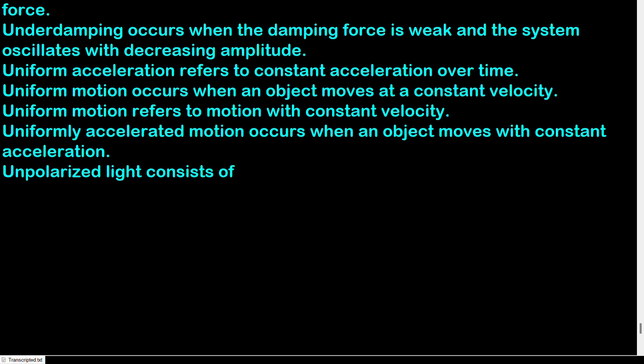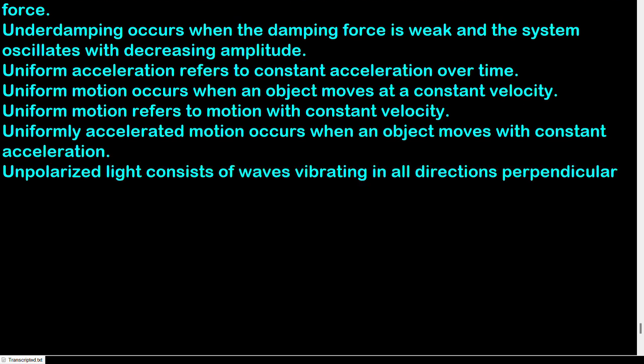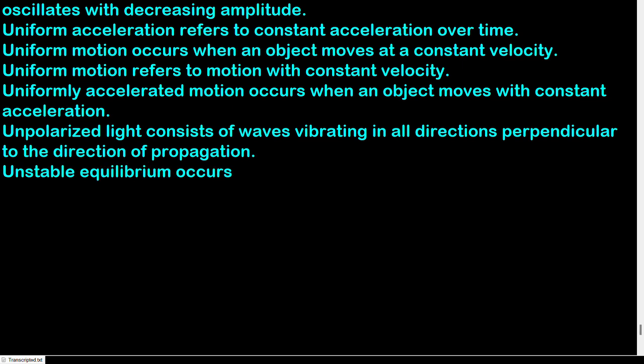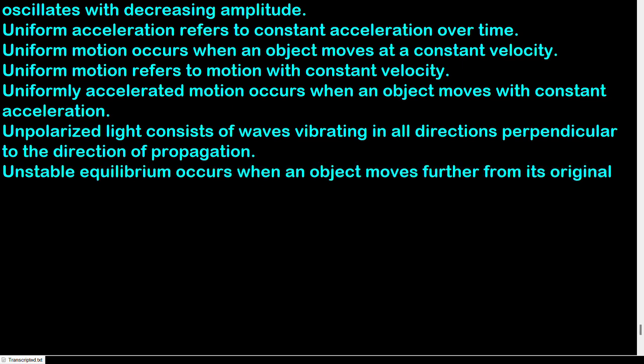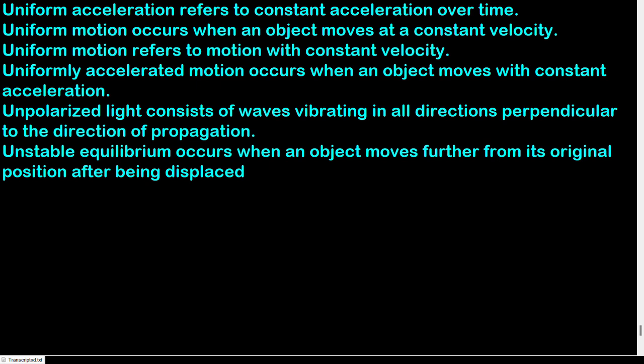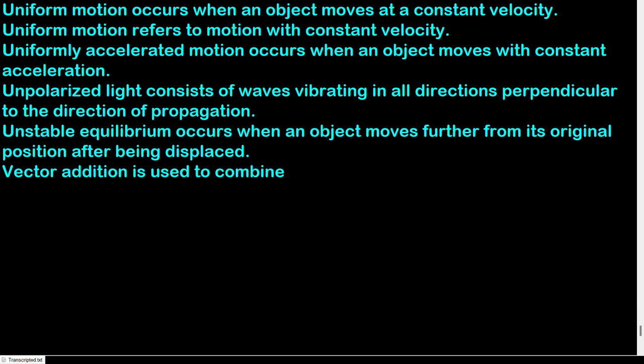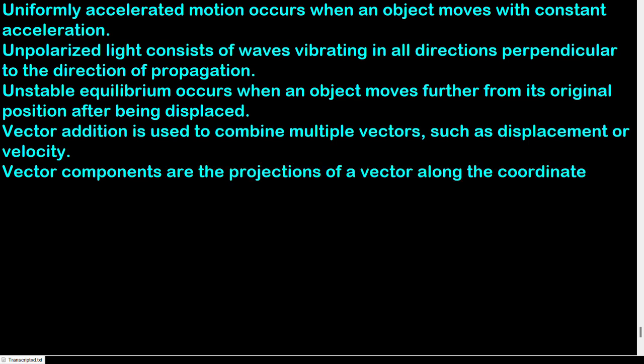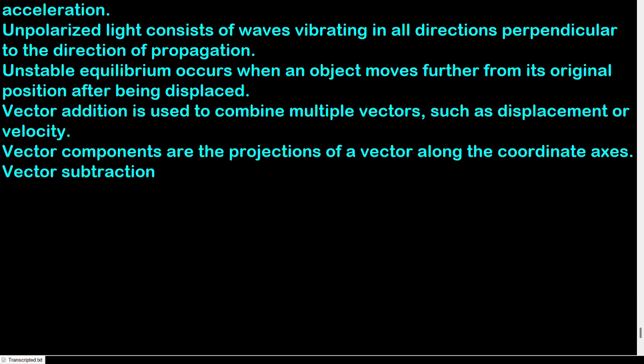Unpolarized light consists of waves vibrating in all directions perpendicular to the direction of propagation. Unstable equilibrium occurs when an object moves further from its original position after being displaced. Vector addition is used to combine multiple vectors, such as displacement or velocity. Vector components are the projections of a vector along the coordinate axis. Vector subtraction involves adding the negative of a vector.